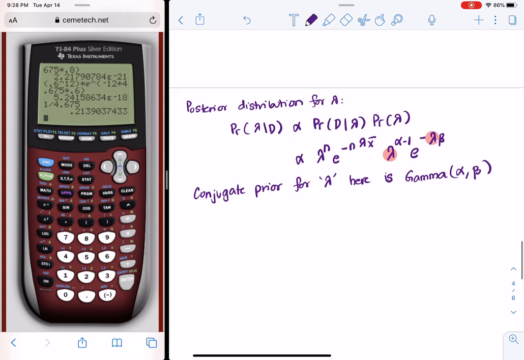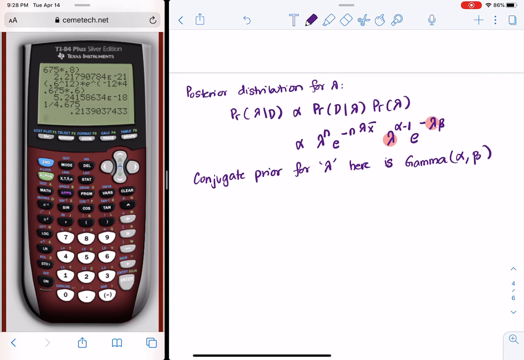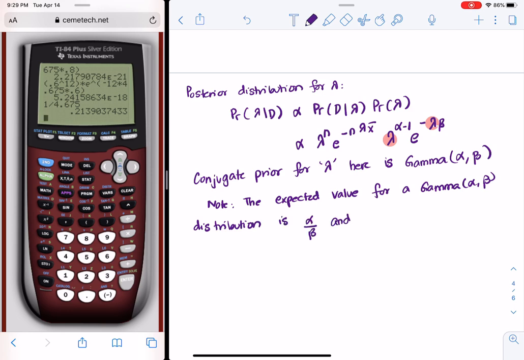I'll put a note: the expected value for a gamma distribution is alpha over beta, and the variance is alpha over beta squared.